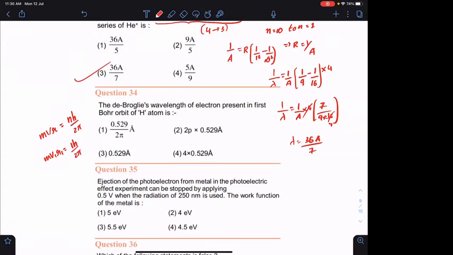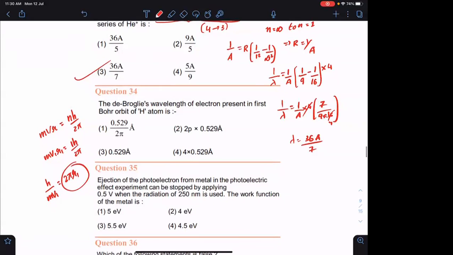What is de Broglie wavelength? h upon mv1 is equal to 2 pi r1. 2 pi r1 matlab kya ho gaya? It is 2 pi, not 2P, here it was a mistake. 2 pi into r1, where r1 is 0.529 angstroms. So the answer has to be 2. Any doubt, anyone?